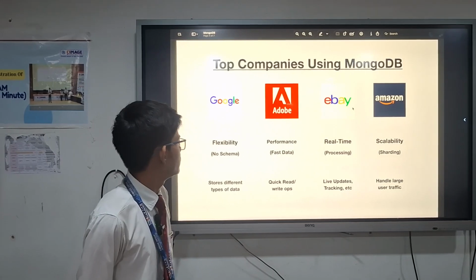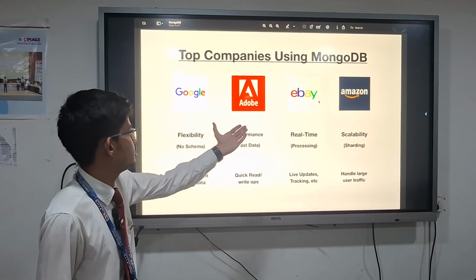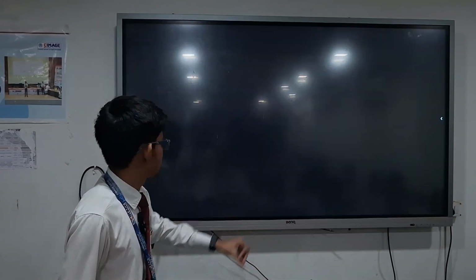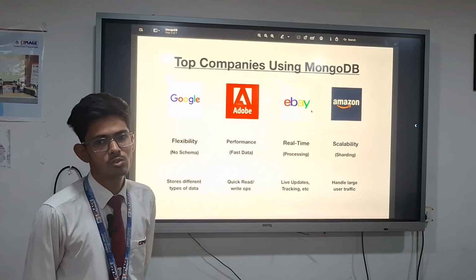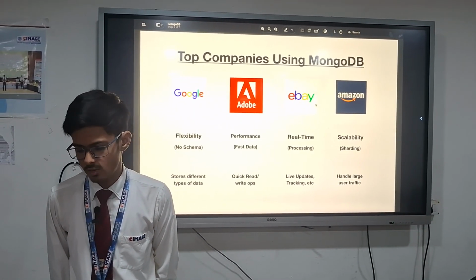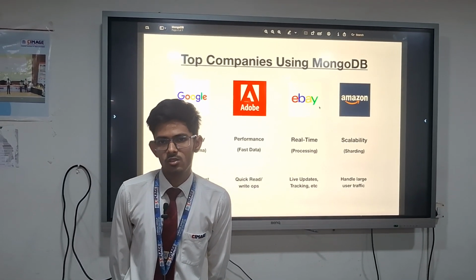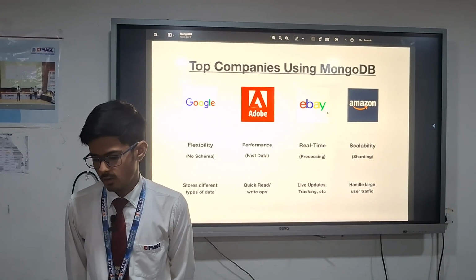Top companies which use MongoDB are Google, Adobe, eBay, and Amazon. Why do these companies use MongoDB? Because of its flexible schema, performance, flexibility, and scalability.